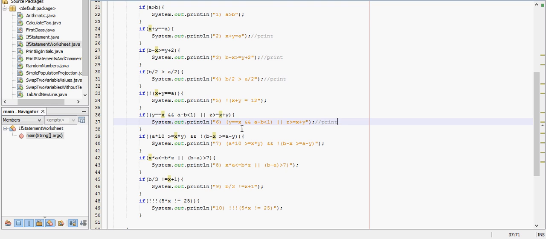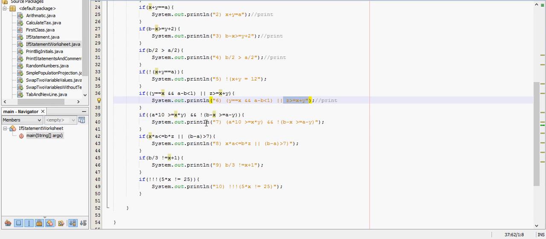Well, if Y equals X, it doesn't, so this part would be false. Then A minus B is the same thing as 12 minus 14, which would be negative 2. This part would be true, this part's false, this part's true. The whole thing in itself is true.